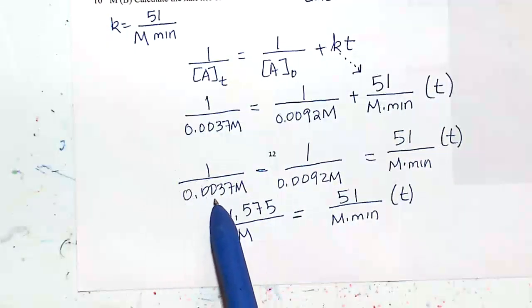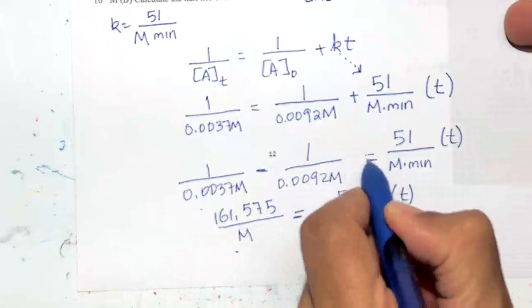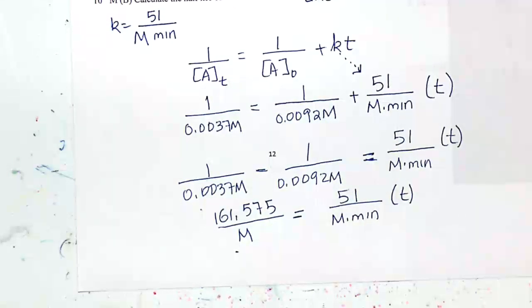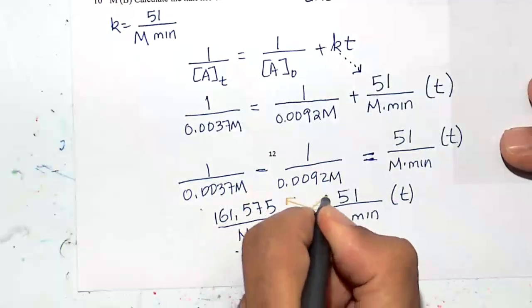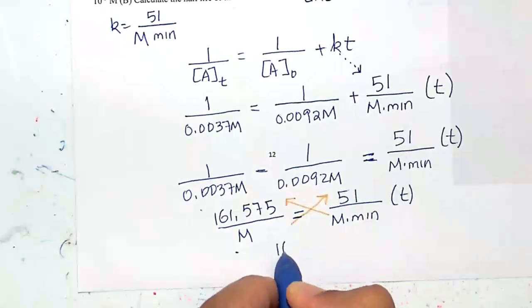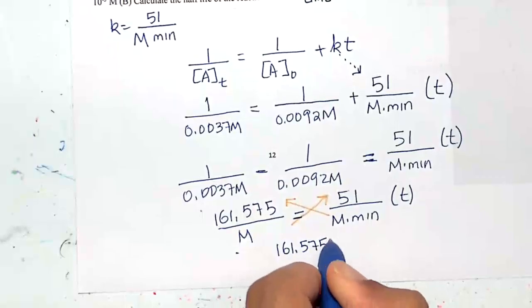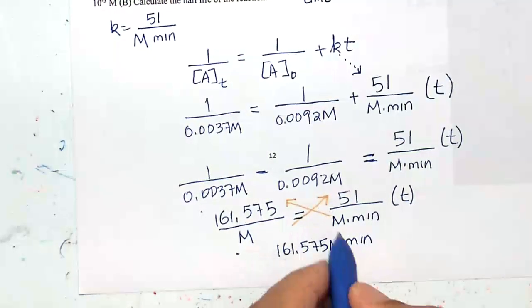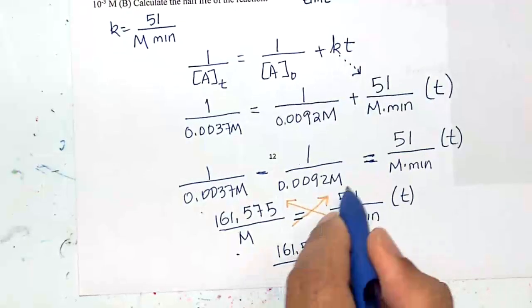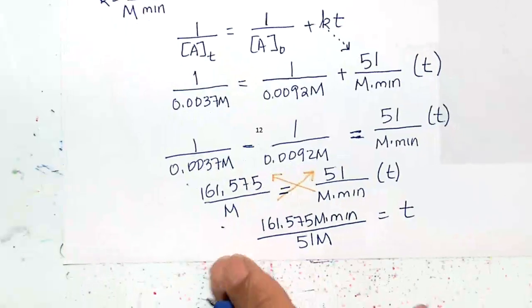Alright, are you guys getting that? Did you get this? 1 over this minus 1 over that equals 51 over M molar times minutes. Alright, I'm going to cross multiply to solve for t. And this will be 161.575 M times minutes divided by 51 M, and this is going to equal t.